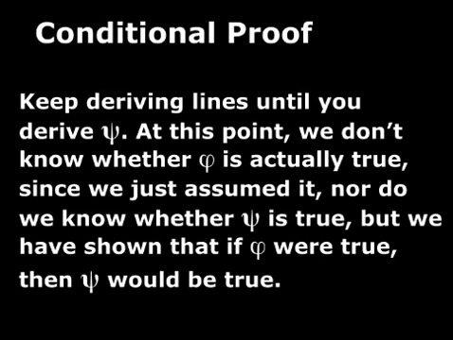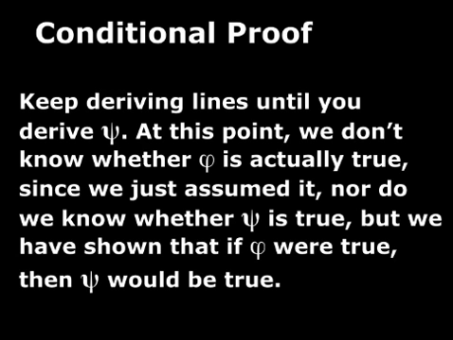Now, suppose you can derive the consequent. At this point, we don't know if phi is actually true or if it actually follows from the premises because we just assumed it. We didn't derive it from anything. So we don't know if phi is true. We also don't know if psi is true or if it follows from the premises. Yeah, we derived it, but we didn't derive it just from the premises. We derived it from the premises together with this line we just assumed. So we also don't know if psi is true.